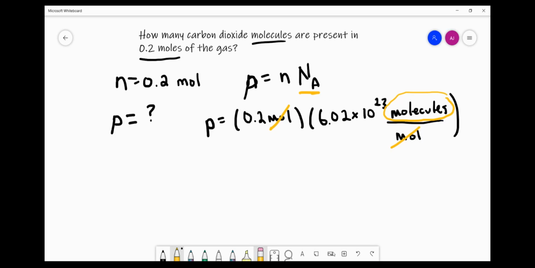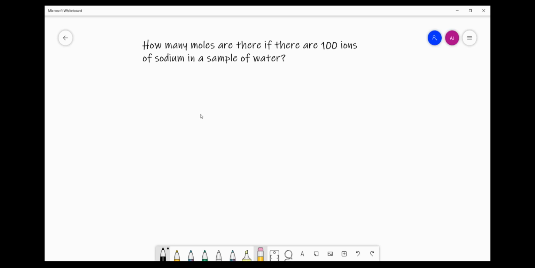So let's calculate this now. If we have 0.2 moles of a substance, we have 1.204 times 10 to the 23 molecules of that substance. Here's our second question. How many moles are there if there are 100 ions of sodium in a sample of water? So here's what I'm given.